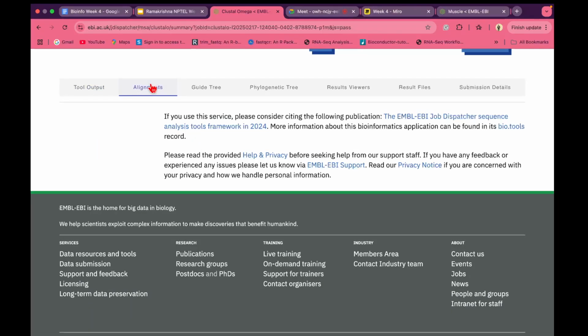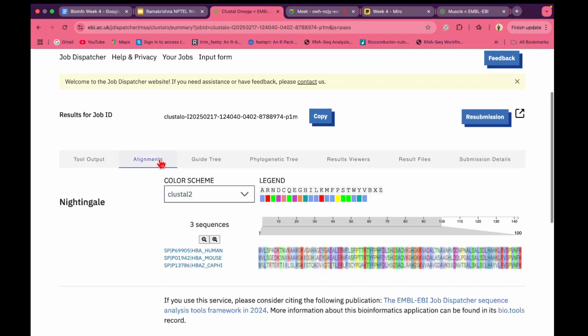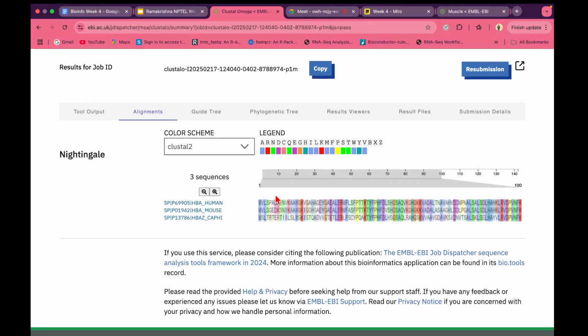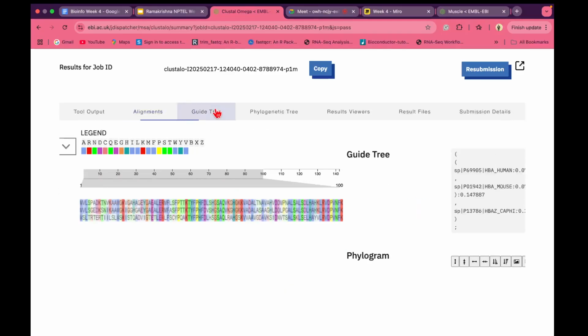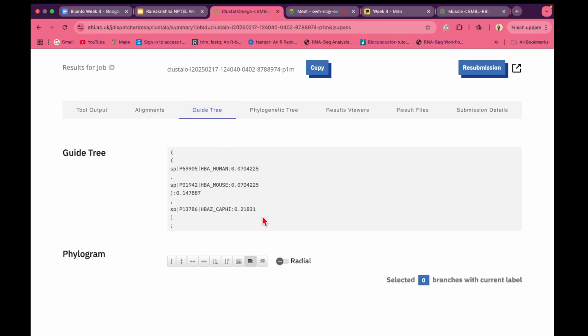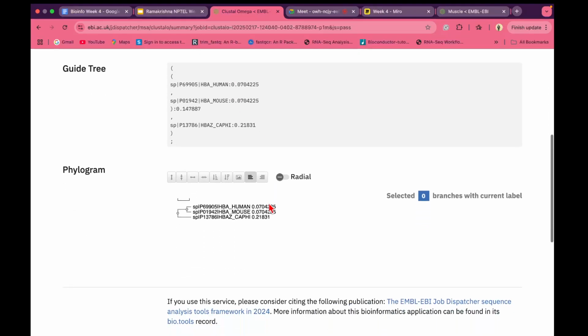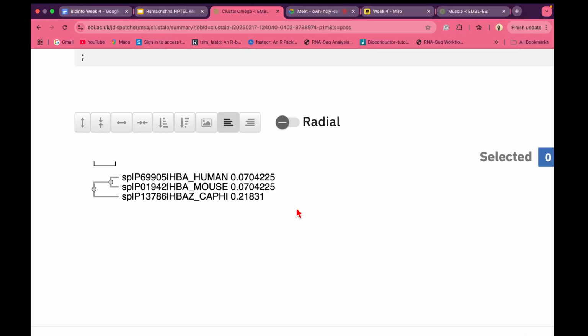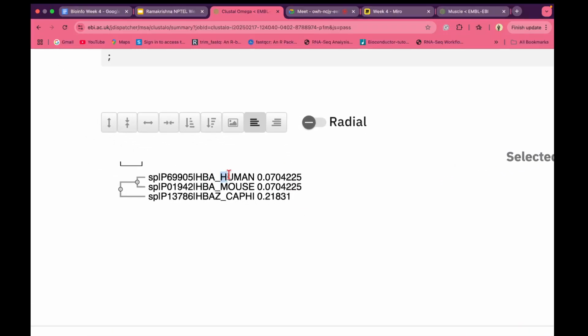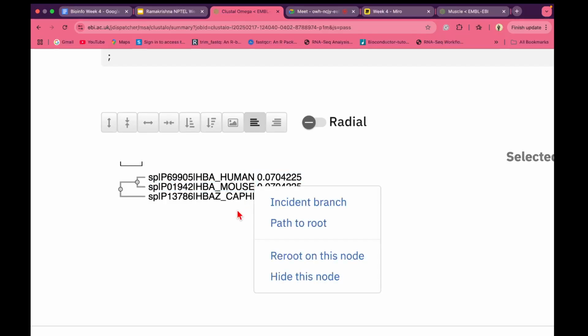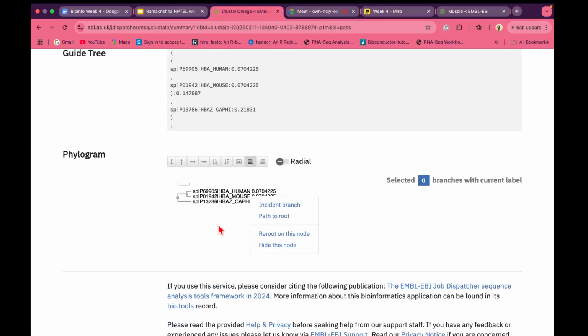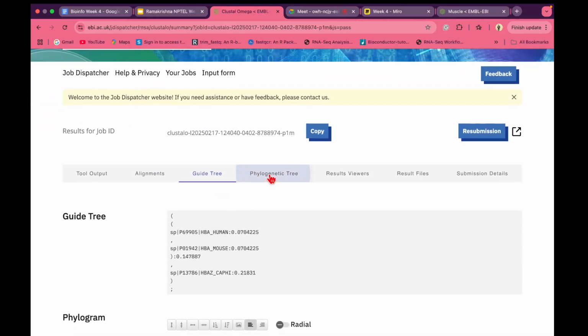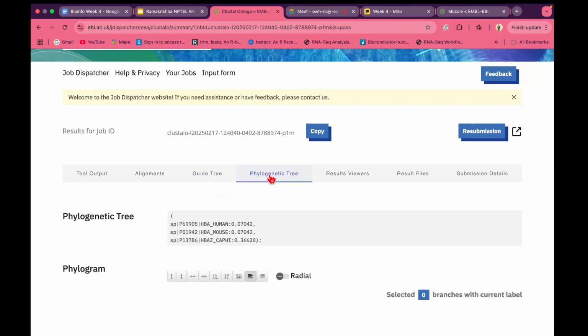Further, individual pairwise alignments can be viewed in a color-coded fashion. Followed by that we have the guide tree. This guide tree tells us the human and mouse sequences are more closely related than when we compare with the cat. Followed by that is the phylogenetic tree, which is our next concept.